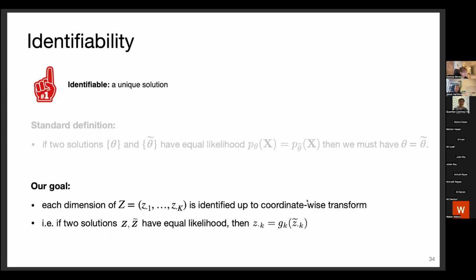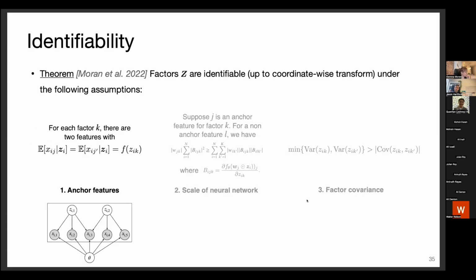So as I said, the goal is getting this identifiability up to coordinate-wise transform. So we don't necessarily care about the individual coordinates, like Z1 or Z1 squared. We show that we get identifiability under the following assumptions. The first is this anchor assumption that I've been talking about. More specifically, we assume that for each factor, so each of these latent dimensions, there are at least two features that depend only on that factor and moreover have the same mapping to that factor.